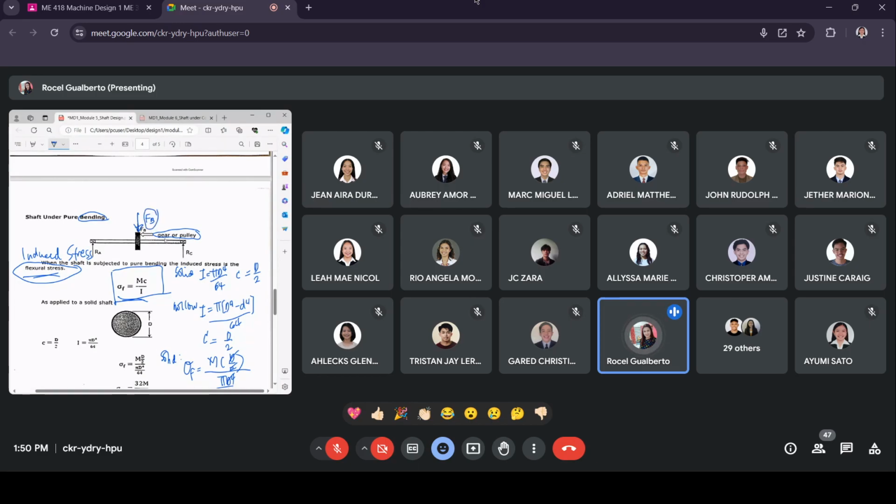Okay? It is already given. But here on shaft design, this FB is unknown. So you have to know first the value of the bending load before you could arrive at the maximum moment. So how do you do that? How do you determine this bending load FB? This will not be given. So this will come from power.